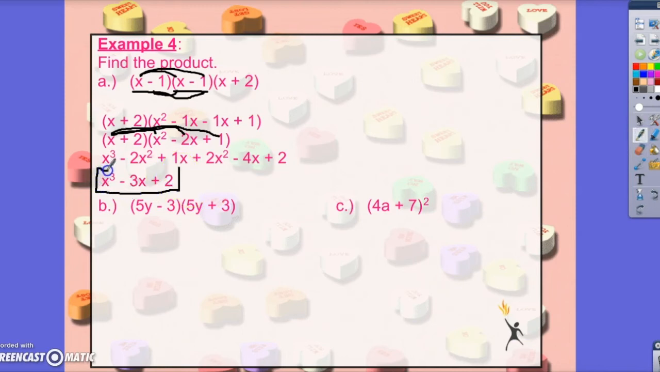I want to block the answer. So it's x cubed minus 3x plus 2. Once again, the x squareds go away because one's a negative, one's a positive.